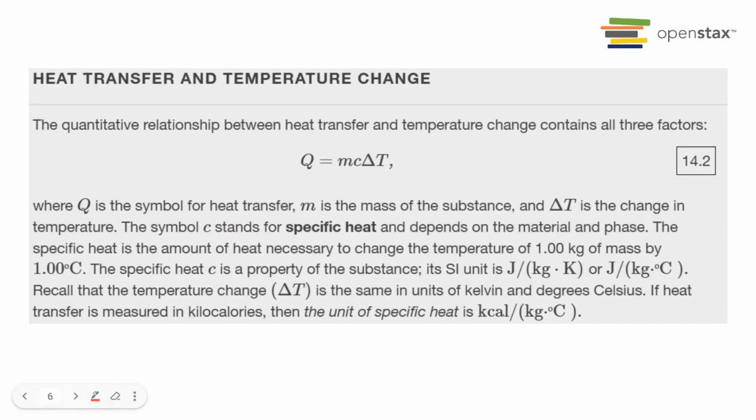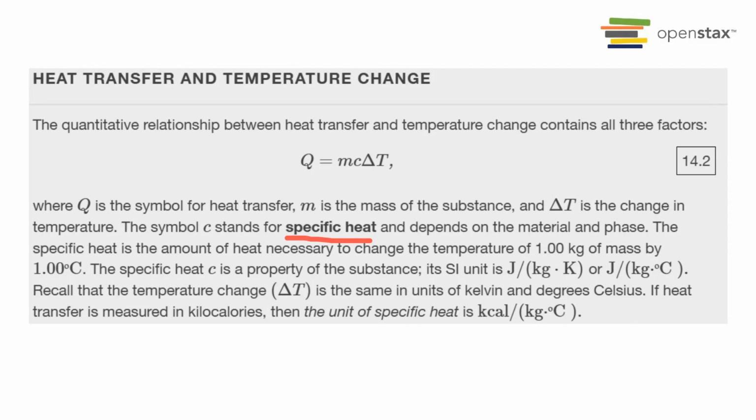So let's go ahead and try to do some math on that. So the relationship between Q, which is the symbol for heat transfer, and m, the mass of the substance, and delta T, which is just the change in temperature. The symbol C stands for the specific heat. And that specific heat depends on the material and phase.